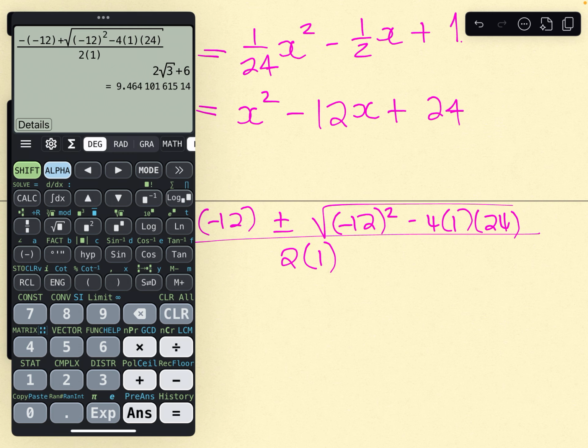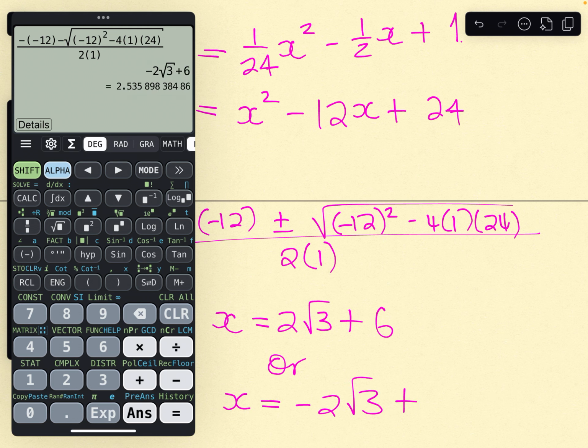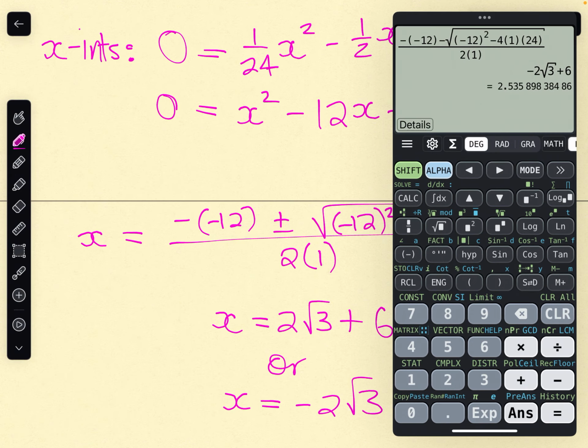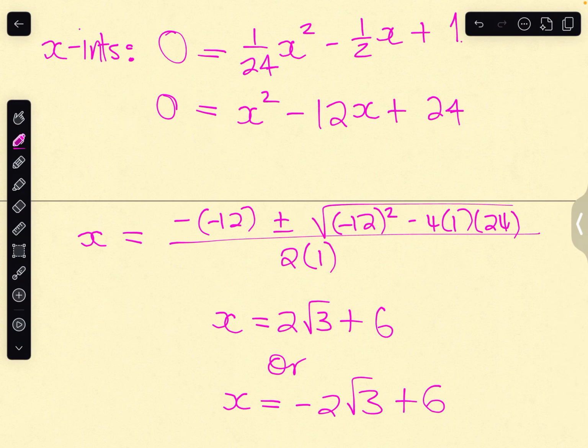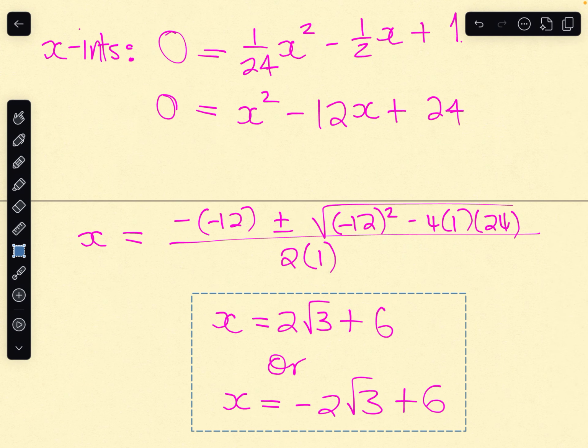Okay, so the one solution is x is equal to 2 root 3 plus 6, and the second solution will be x is equal to negative 2 root 3 plus 6. Yes, and it turned out too nicely, because those decimals just confuse me.